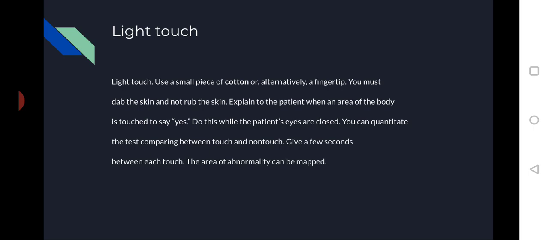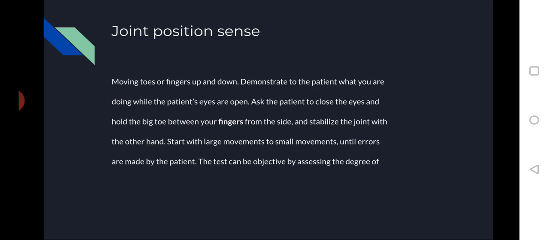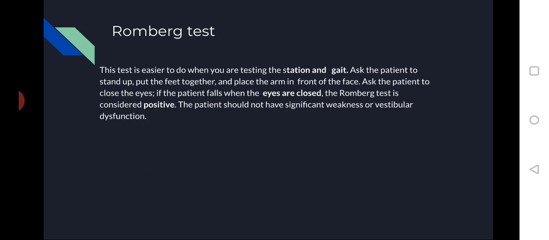We ask the patient to close his eyes, we touch, and we check whether the patient feels it or not. We ask the patient. Yes. Joint position sense. So we also check the properties of our Golgi organs and generally proprioception.